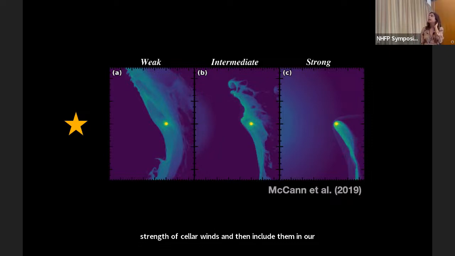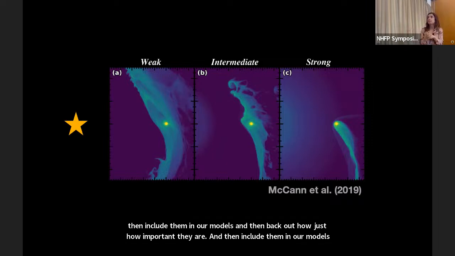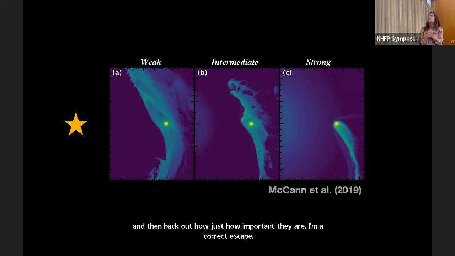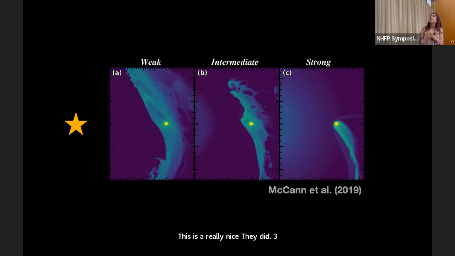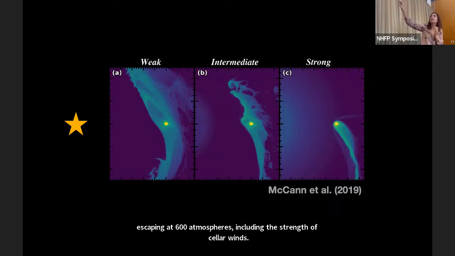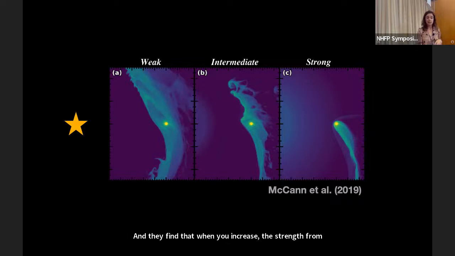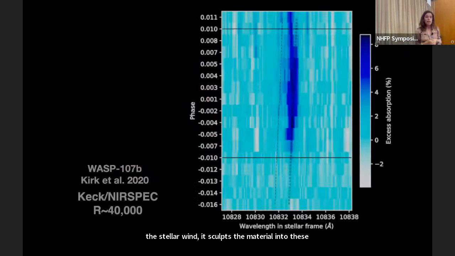This is really nice work by John McCann, where they did 3D simulations of escaping exoplanet atmospheres, including the strength of stellar winds. And they find that when you increase the strength of the stellar wind, it sculpts the material into these narrower and narrower tails streaming behind the planet. And we can see this happening at high resolution with these helium observations.